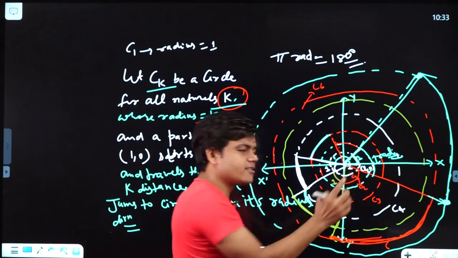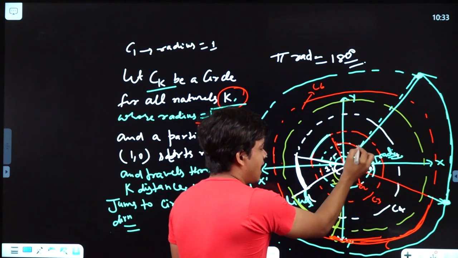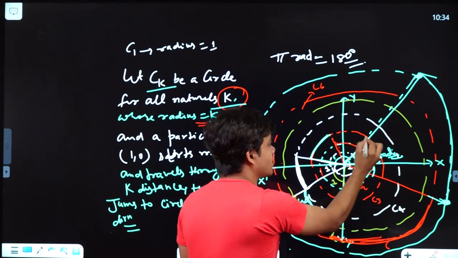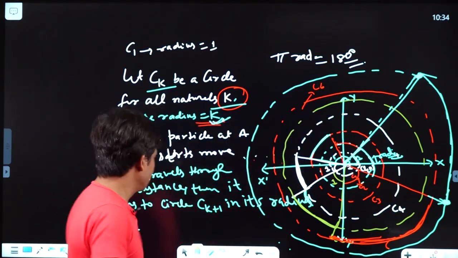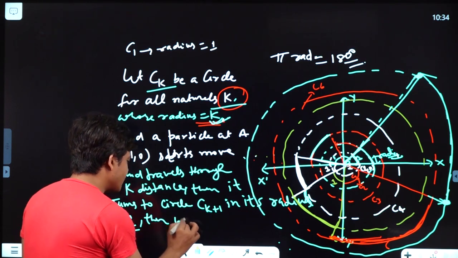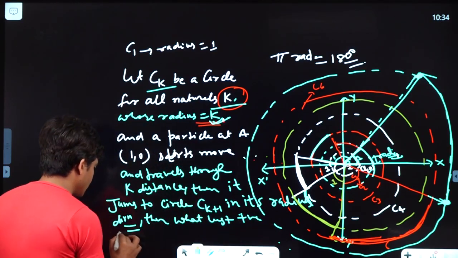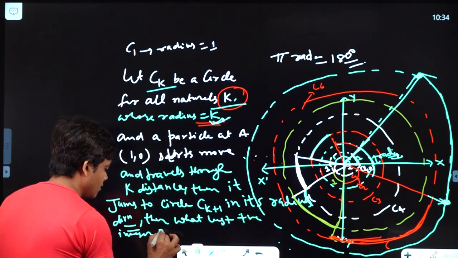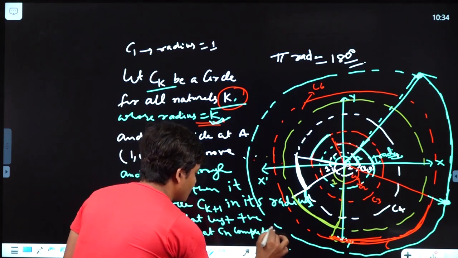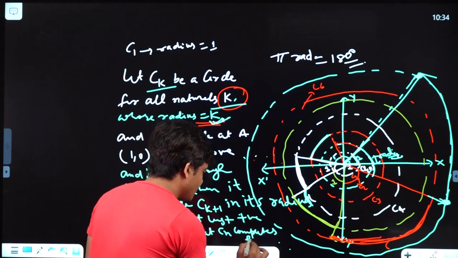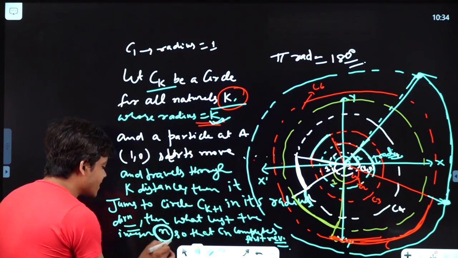So on C2, the radius is 2, so it will move up to 2 units. And after moving 2 units, it jumps to the 3rd circle, 4th circle, 5th circle, 6th circle, and then we have seen the 7th circle. Then what is the least positive integer n so that Cn completes the first revolution? Okay, so you are asked for the least natural number.